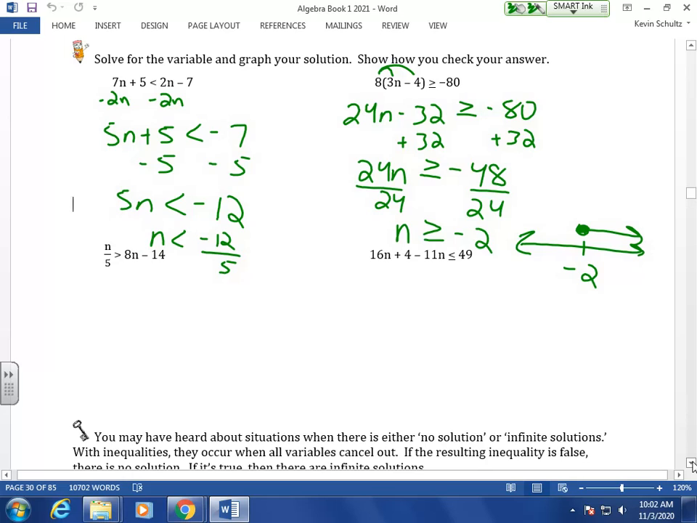We don't flip our sign because we're dividing by positive 5. Our graph, I gotta leave myself some more room here, I think. Negative 12 fifths, open circle, going left. Okay? Questions on that one?